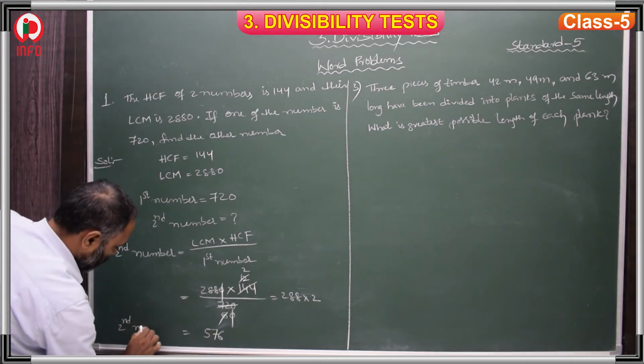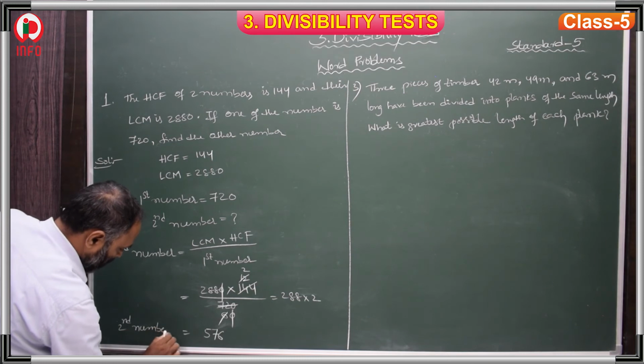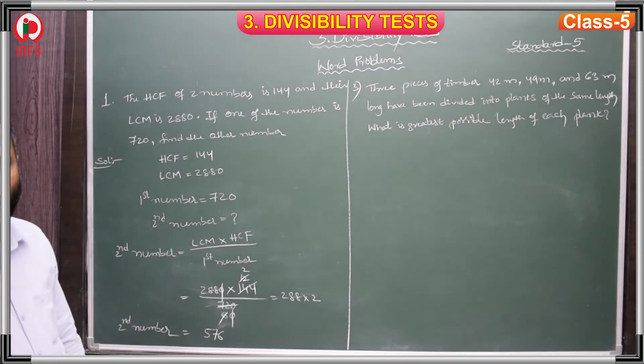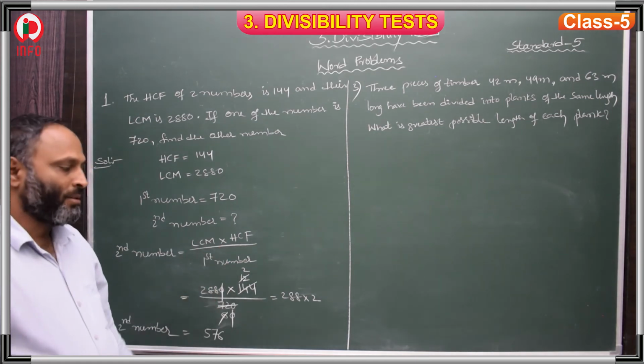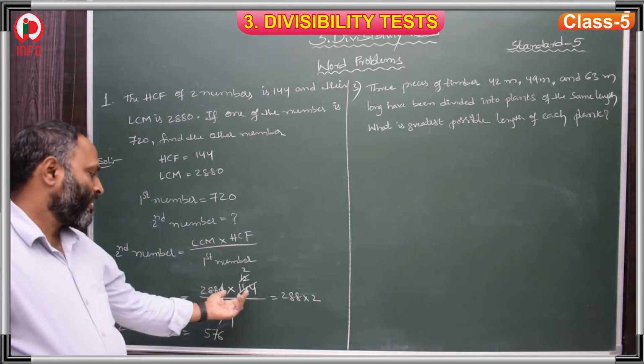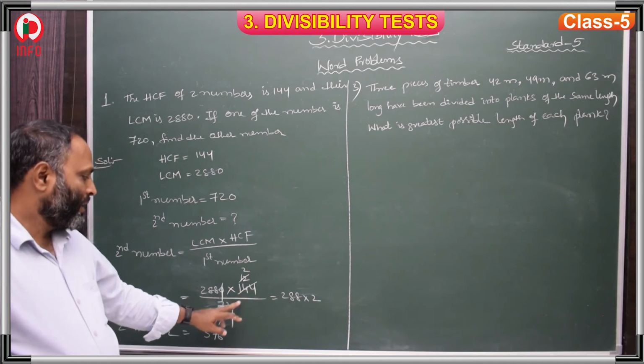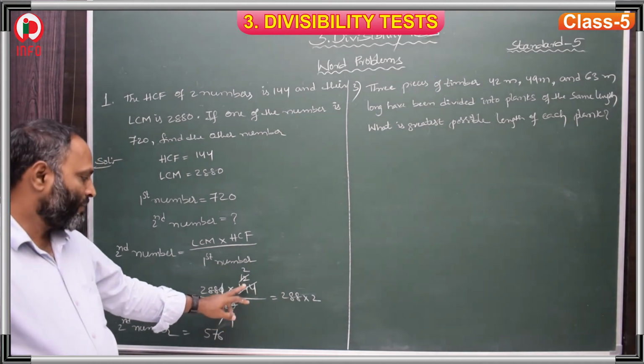This is our second number. So our formula is LCM into HCF by the first number. Apply the LCM and HCF divided by the second number. These two cancel in the 12 table. 12 twelves is 144.